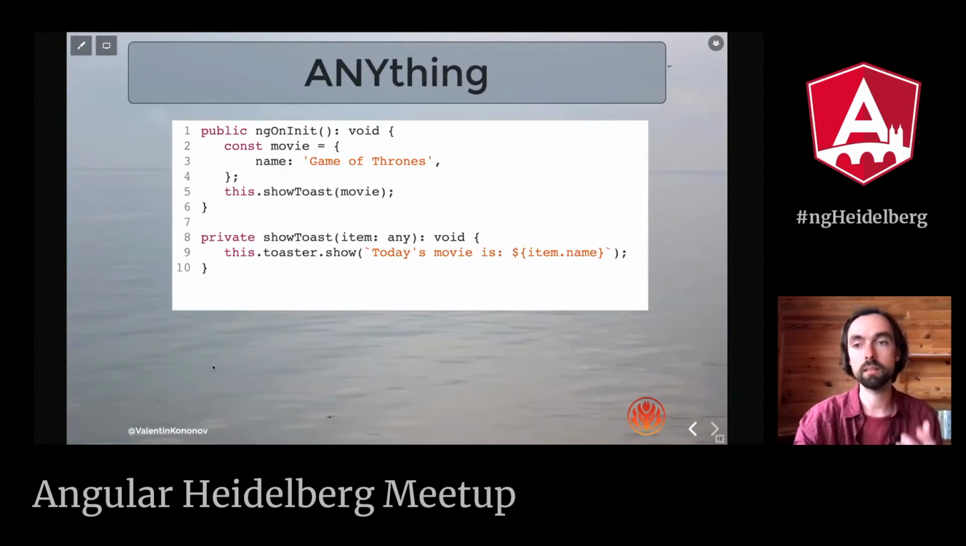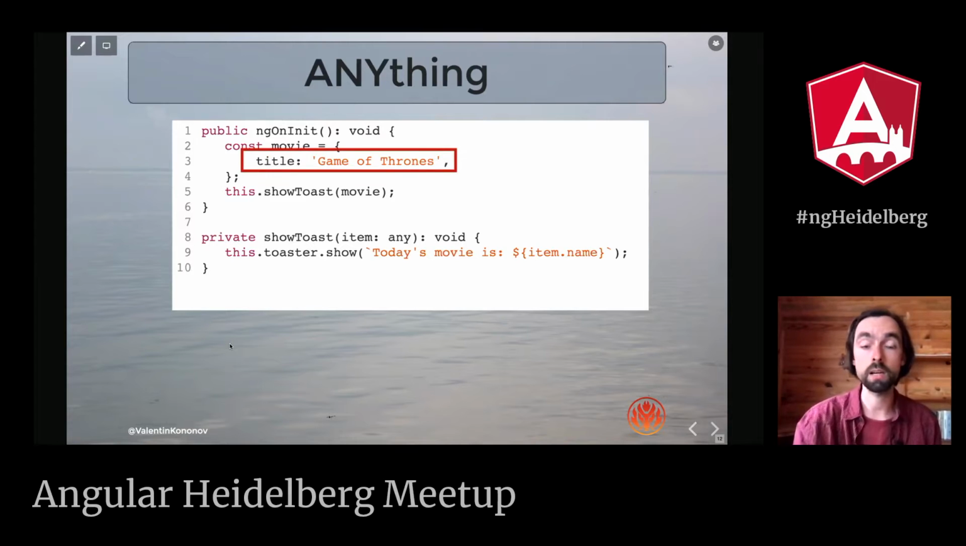And let's see a sample. So for example, you have any. Like here in row 8, you have some function which shows a notification, and it receives any as a parameter. For example, you show a notification for the movie with the name Game of Thrones. Pretty fancy, pretty nice, everything is fine.